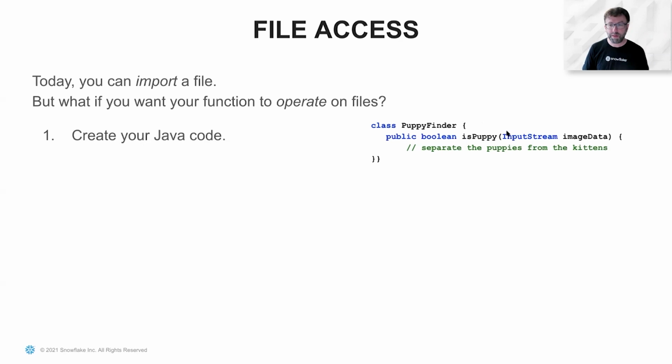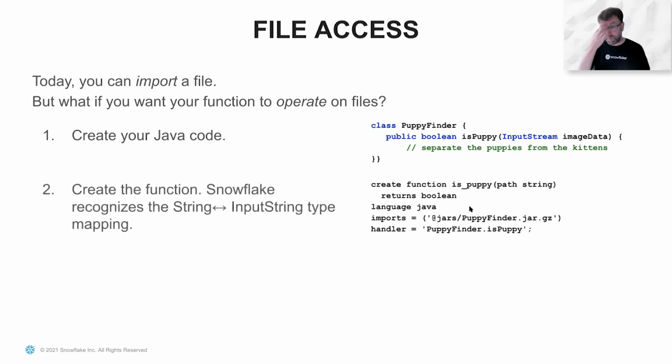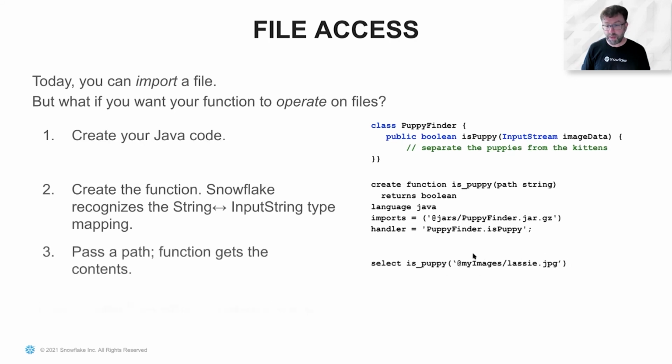In this case, I've got maybe some ML code that detects whether there are puppies in an image versus kittens. I won't get into a holy war about what's cuter, but I do like puppies. So once I have that, I'll be able to create a function that passes in the path to that file, right? So that could be in a stage, so this is a stage path. And when I pass in that path, Snowflake is going to see that you're mapping a string here to an input stream, and it will actually go get the contents of this file and provide it to your input stream data.